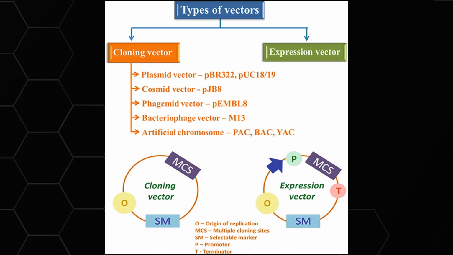So for cloning smaller sizes, we use pBR322 and pUC. These are E. coli based vectors. Then we have the cosmid vector, which is pJB8. Then phagemid vectors, from bacteriophages, are also vectors that can clone a small segment of DNA. But when it comes to a large segment of DNA, we use PAC, BAC, and YAC. YAC can carry a larger segment as compared to BAC and PAC. So this is for the different types of vector.